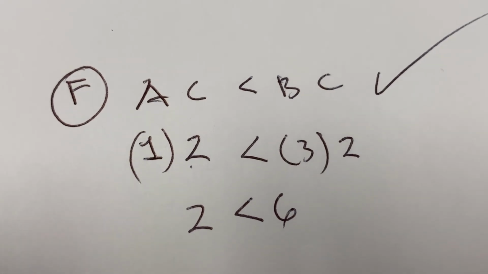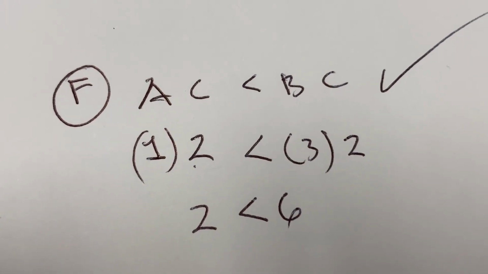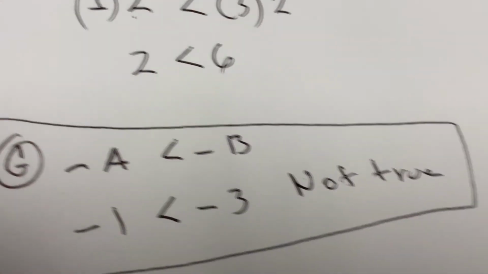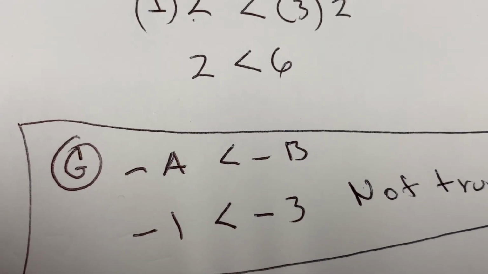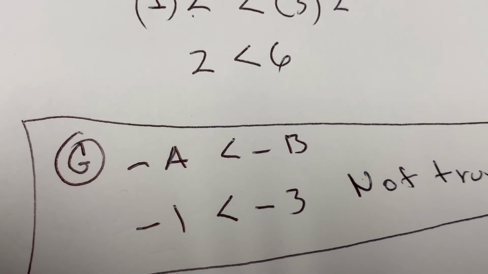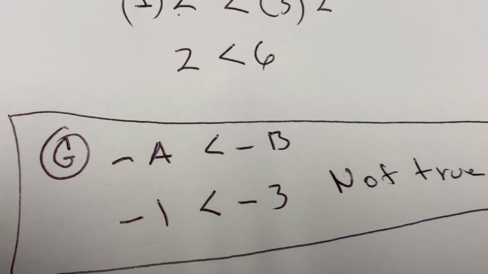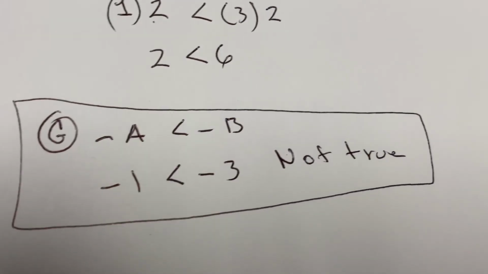Yes, it's true. But we are not looking at the one that is true. We are looking at the one that cannot be true. Let's go with the second one. They say negative A less than negative B. Well, we know A is 1, so it's going to be negative 1, and less than negative 3. That is not true. This is the answer.